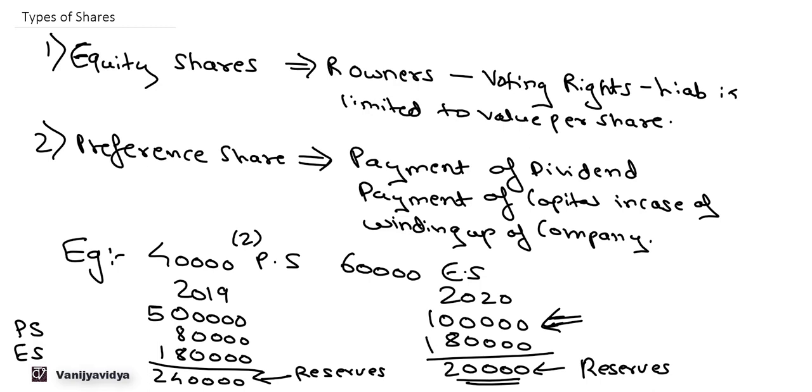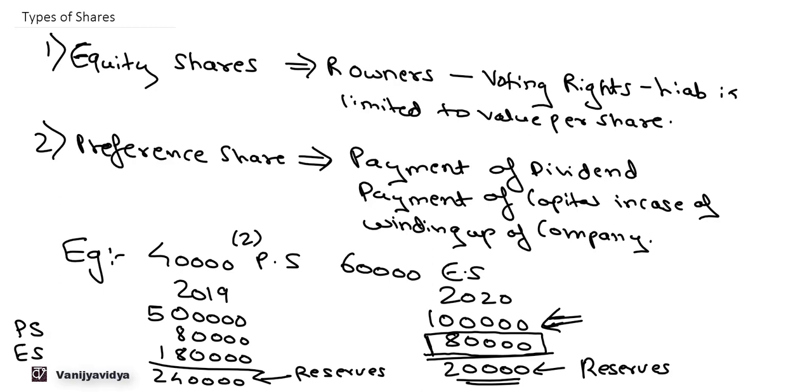So this 80,000 preference share dividend will be given to preference shareholders. So the preference shareholders get a preferential treatment over equity shareholders in case of payment of dividend. So companies go for issuing preference shares since the cost of preference shares is less as compared to debt.